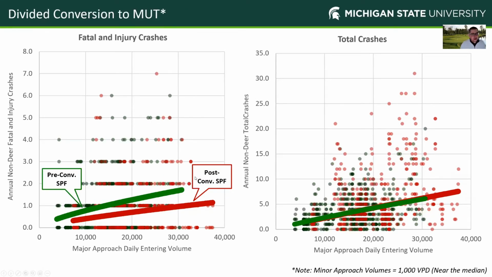In terms of the divided conversions, pretty similar results here, where again you see post-conversion fatal and injury crashes are dropping down quite a bit, and literally almost no change in terms of total crashes for the divided conversion.